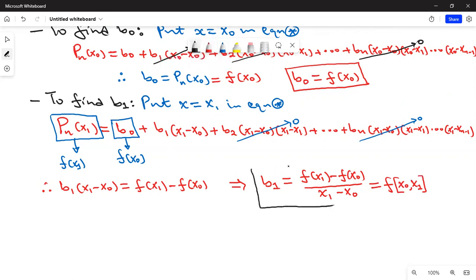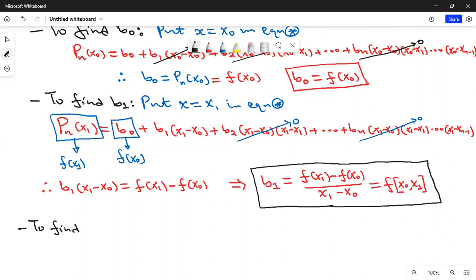So that's the value of b1. Let's see whether we can find b2. And once you find the value of b2, it will be easy now to look at the pattern and deduce the values of b3 all the way up to bn. So again, to find b2, what do we need to do? We now substitute x is equal to x2. So you put x is equal to x2 in equation star.